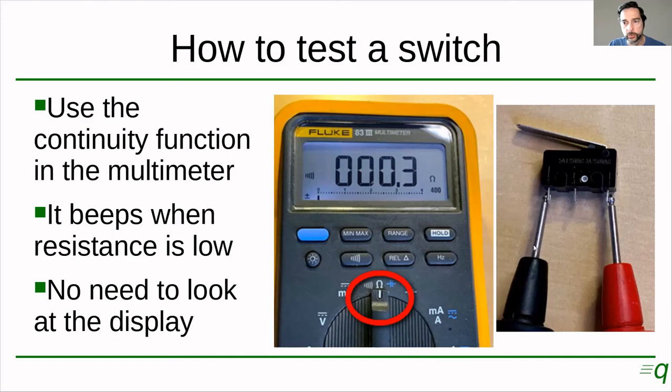In this case, we have the probes connected to the common, and one of the contacts for the normally closed contact. So whenever this is not being actuated, we have continuity between these two terminals. And this is shown here with a very low resistance of 0.3 ohms. And you cannot hear it, but this meter was beeping at the time.